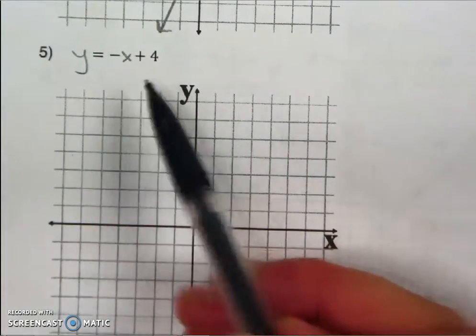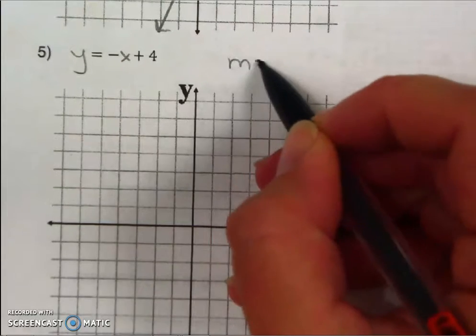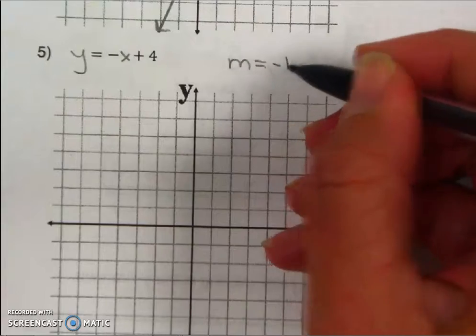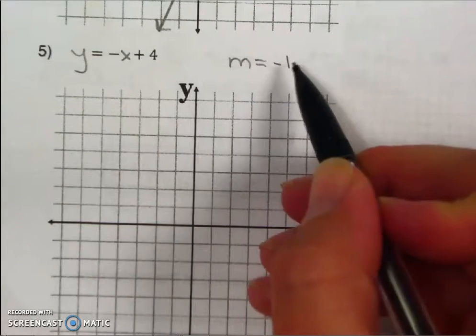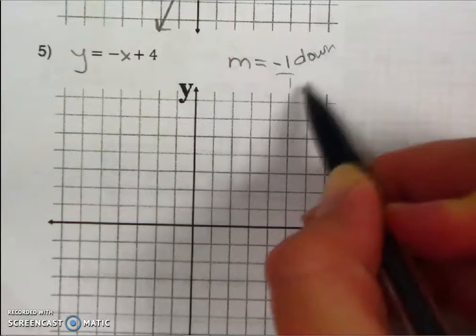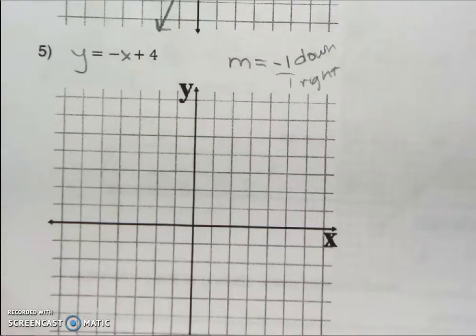All right, on to number 5. Y equals -x plus 4. So what's the slope this time? If we're looking at it, that number in front of the x that we don't see is a -1. Remember, all whole numbers are over 1. And so this would mean down 1, right 1. Down 1, right 1, down 1, right 1.